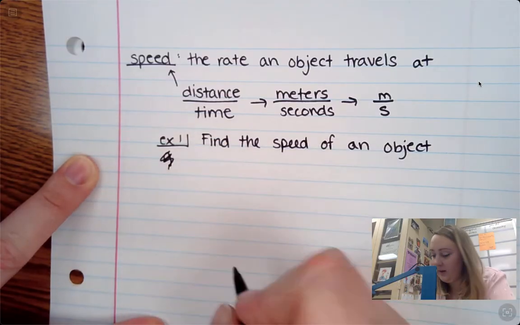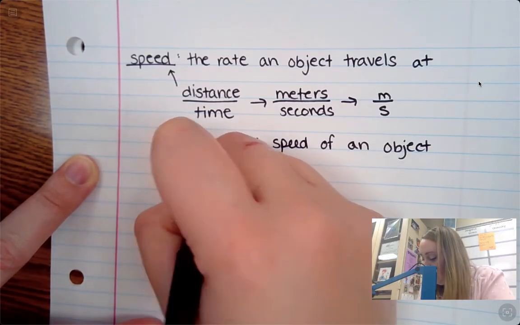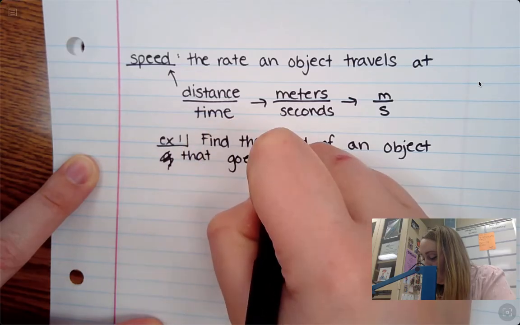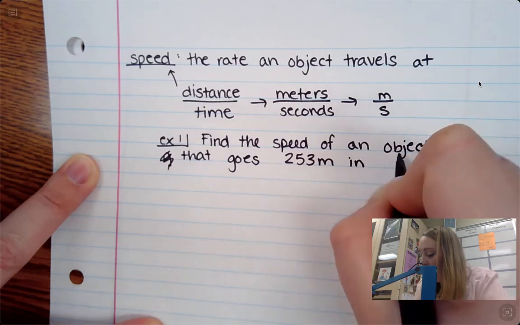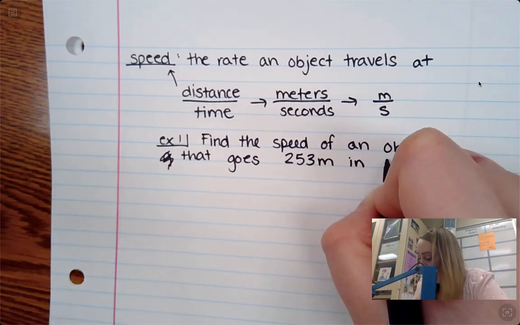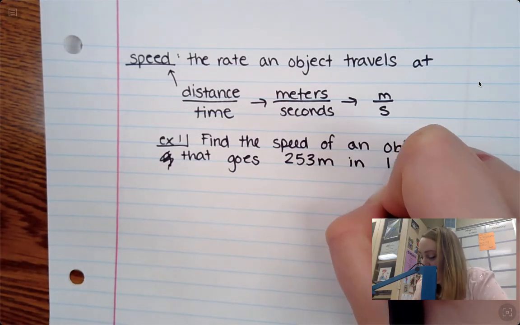Find the speed of an object that goes 253 meters in 19 seconds.